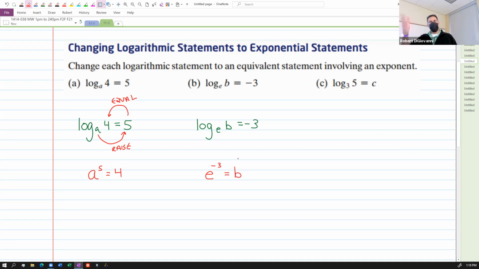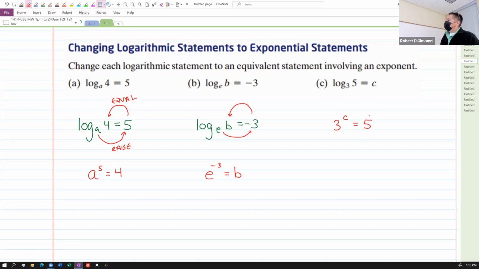You could read it the other way around also. B equals E to the -3. It doesn't matter which order you do it in. So I'm raising it to that, and it equals that. And then the last one is 3 raised to the C equals 5. Are there any questions? Do you all agree these are easier than the other way? Okay, because all you have to do is just apply that little loop.